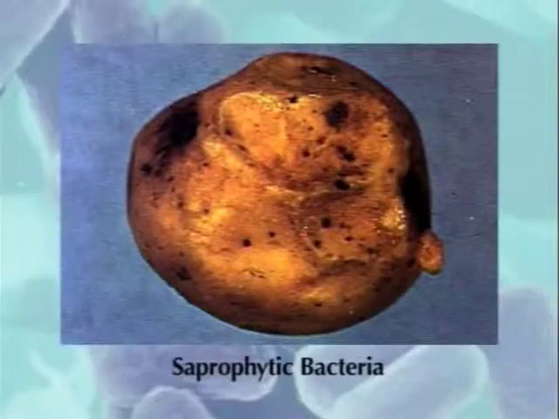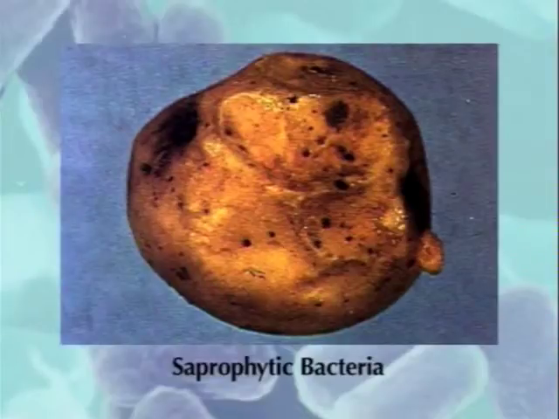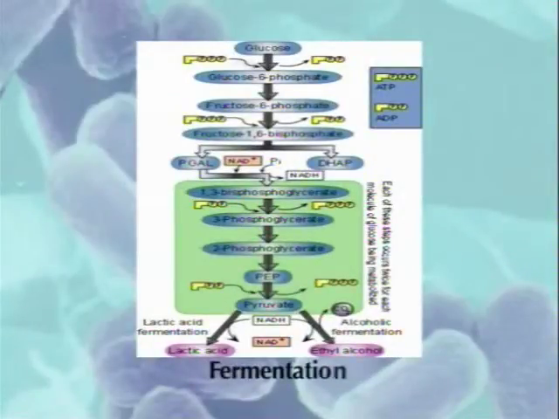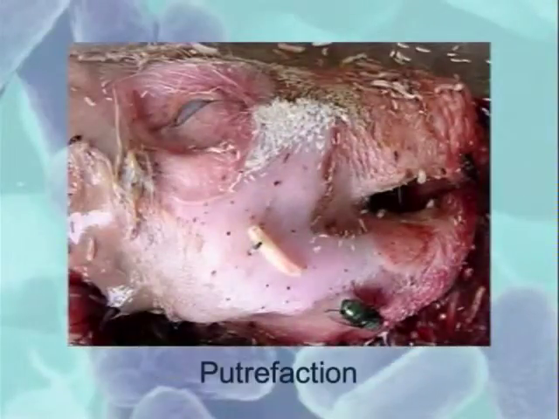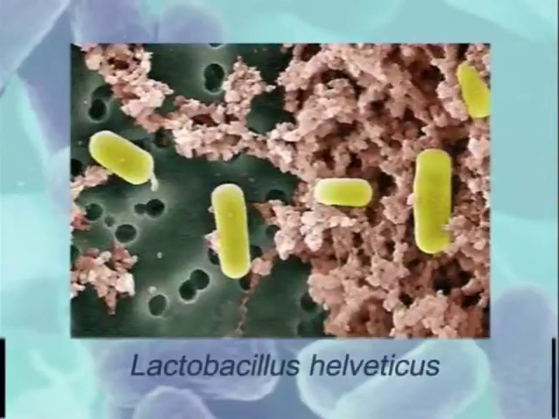The decomposition of carbohydrates and proteins by saprophytic bacteria is technically known as fermentation and putrefaction respectively. Breakdown of sugars by yeast is a common example of fermentation. In this process, carbon dioxide is released. Similarly, lactic acid fermentation of milk is carried out by lactic acid bacteria such as lactobacillus.